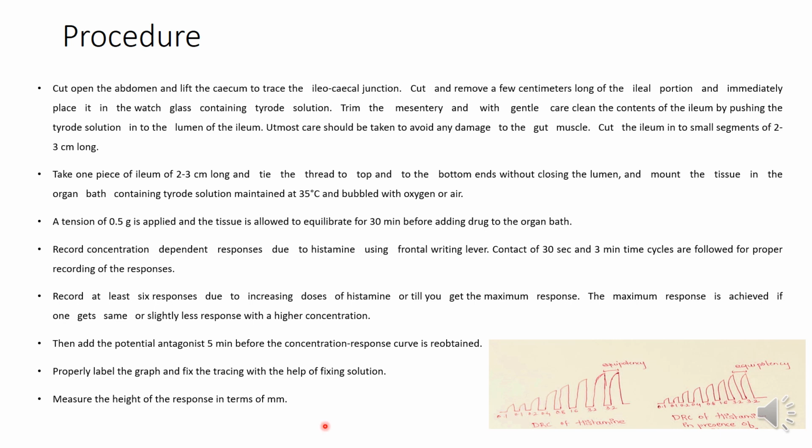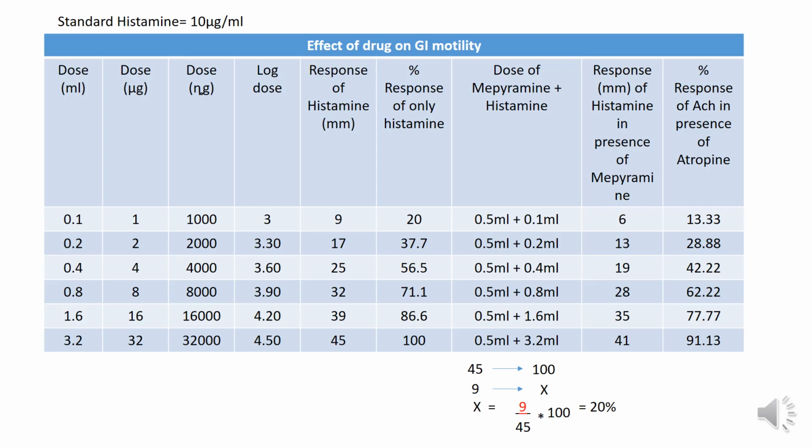This we can understand with the help of a table. So this is the table. This is the standard histamine. The standard histamine concentration is 10 microgram per ml. We have taken here doses as 0.1, 0.1, 0.2, 0.4, 0.8, 1.6 and 3.2. Then we'll calculate the dose as 100 microgram per ml.